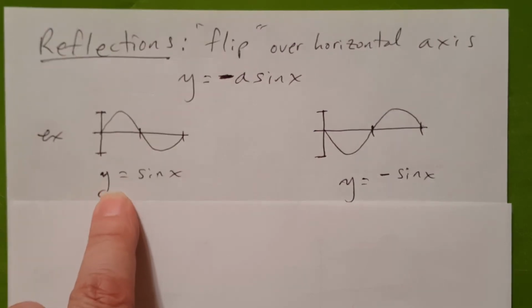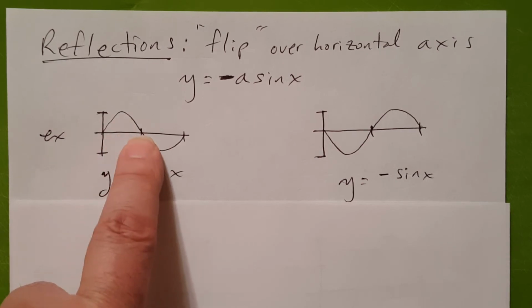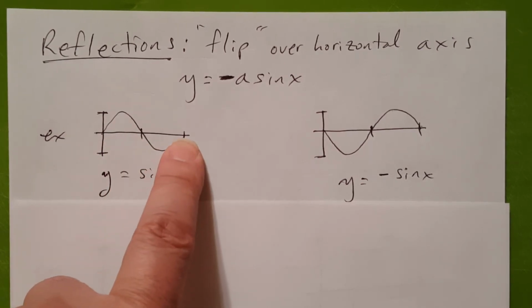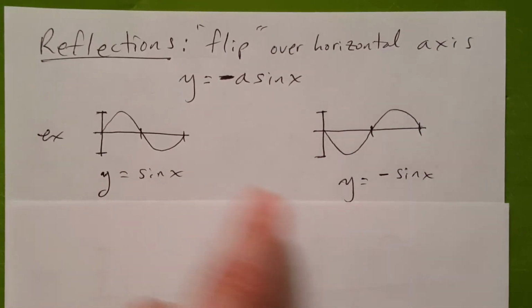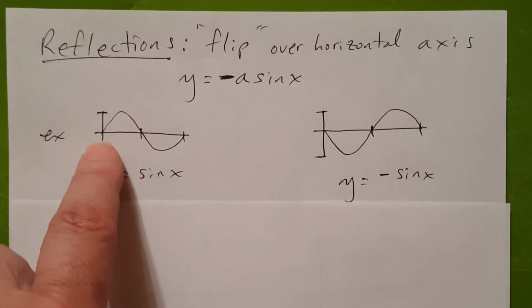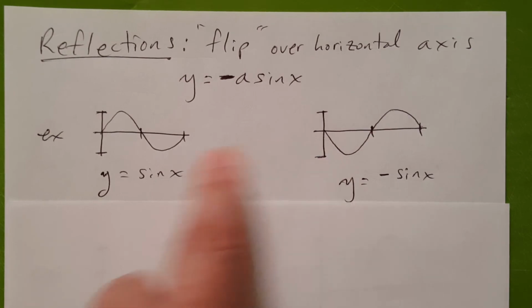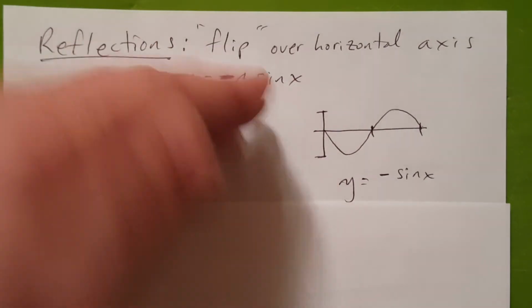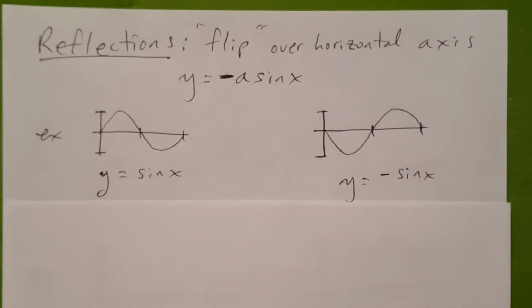So by now, you should get a feel for what a typical parent graph looks like for sine x, right? Starts at 0, up to 1, back to 0, down to -1, back to 0. That's sine x. But negative sine x, instead of going up from the start, it goes down from the start, right? So if you compare the two, it's just flipped, okay? That's what the negative in the front does. That's a reflection, okay?